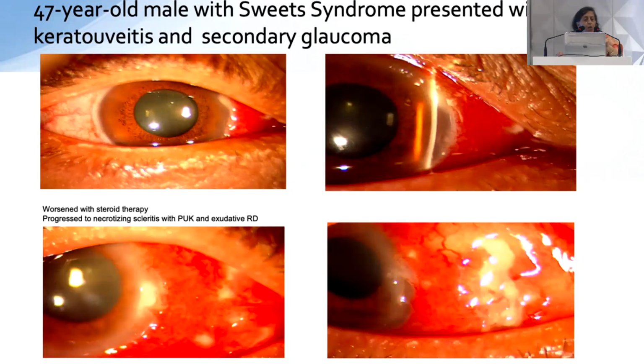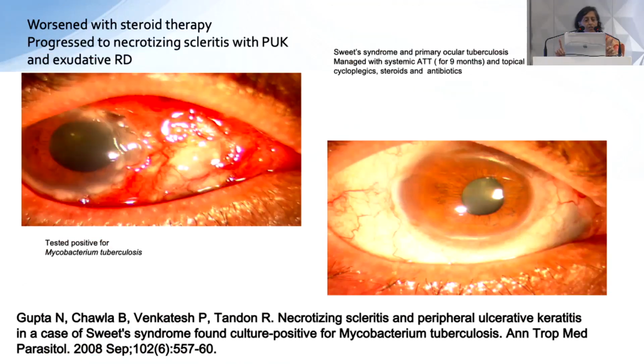But the patient worsened with steroid therapy. There was a distinct worsening, as you can see. The lesion had a more yellowish look, and the scleritis started developing multifocal discharging sinus-like lesions which started coalescing. Since he worsened with steroid therapy, he progressed to necrotizing scleritis with a frank PUK and exudative retinal detachment.